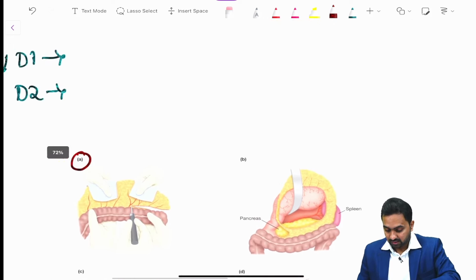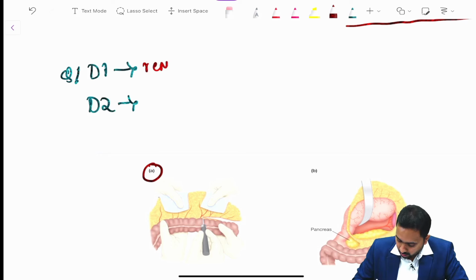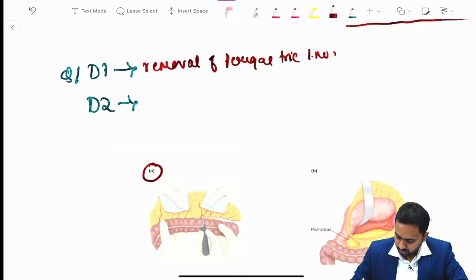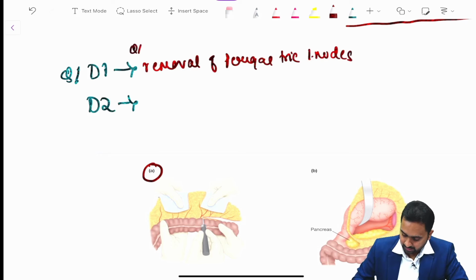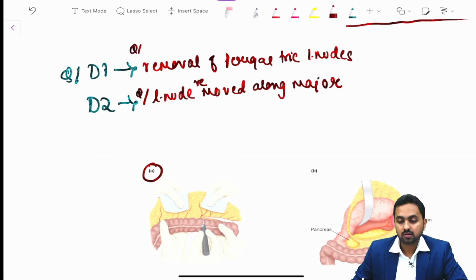And regarding the lymph node dissection, we have D1, which is removal of perigastric lymph nodes, right. And then D2 is where lymph nodes are removed along the major arterial trunks.